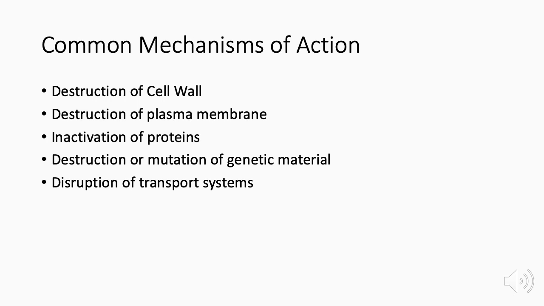So when we disrupt transport systems, this means that we can't get the right materials into the cell, and the cell can't get waste products out. But Pseudomonas does sometimes create a type of transport system known as an efflux pump. An efflux pump is a small protein that will pump out compounds as fast as or faster than they come in. So Pseudomonas will literally pump out a disinfectant as it is moving into the cell, so that it can't actually come into contact with whatever it is going to destroy.